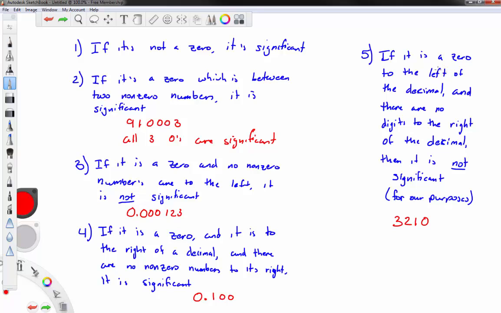Fifth, if you have a 0 to the left of the decimal, and there are no digits to the right of the decimal, and no digits to the right of the 0, then it is not significant for our purposes. So we have 3, 2, 1, 0, and the decimal place would go right here. There's nothing else to the right of this 0, so it is not significant. There are only 3 significant figures in this number.